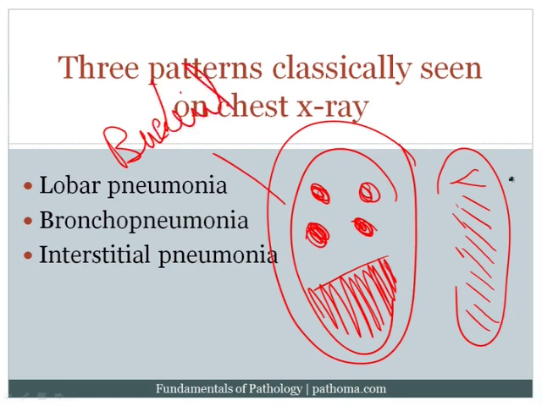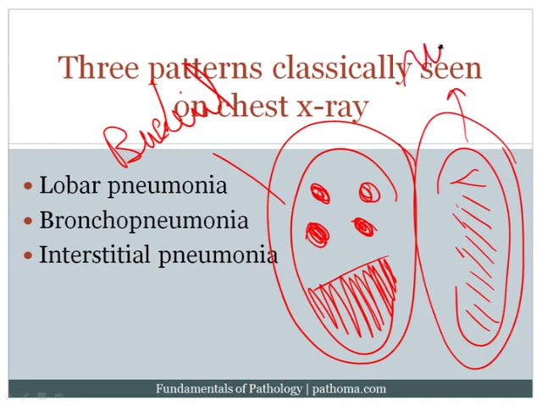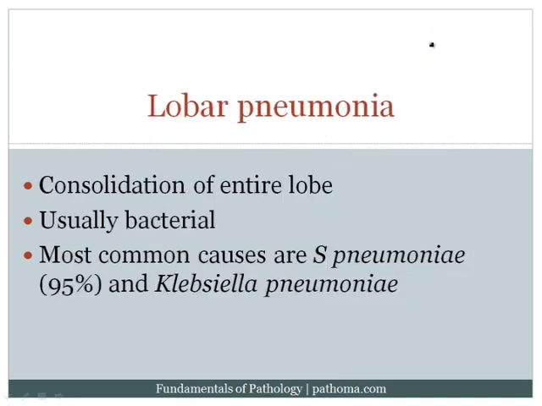And then when you think about interstitial pneumonia, this is also called atypical pneumonia, and the organisms are not usually bacterial, but you think about perhaps virus. And you'll see this as we move forward as well. Lobar pneumonia is a consolidation of the entire lobe, as I've already illustrated. Again, it's usually bacterial, as I've already stated as well.